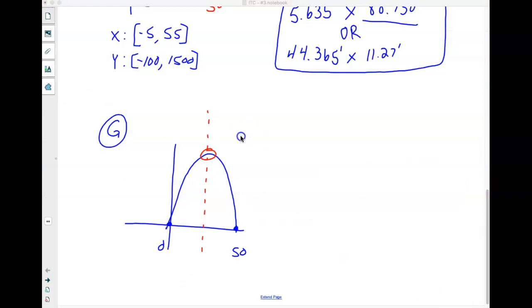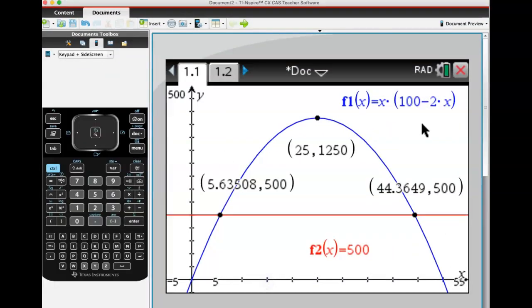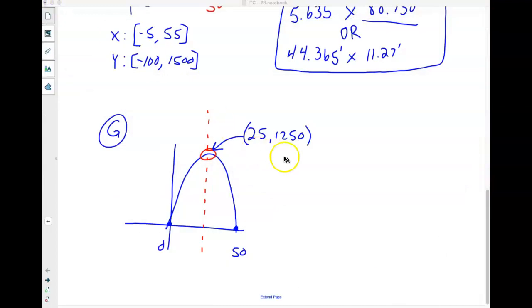So when we're looking here, hopefully this is 25, comma, 1250. I think it was 1250. Was it 1250? It was 1250. And there we go.